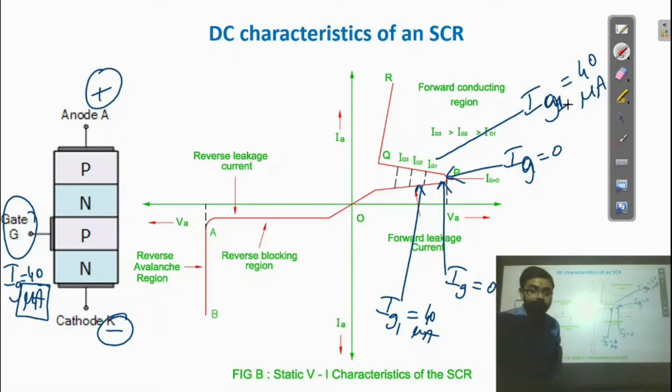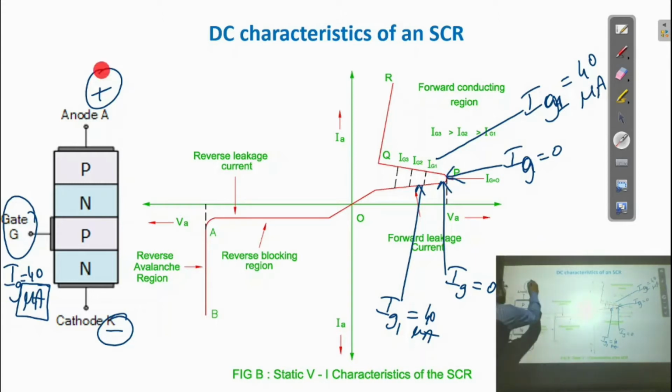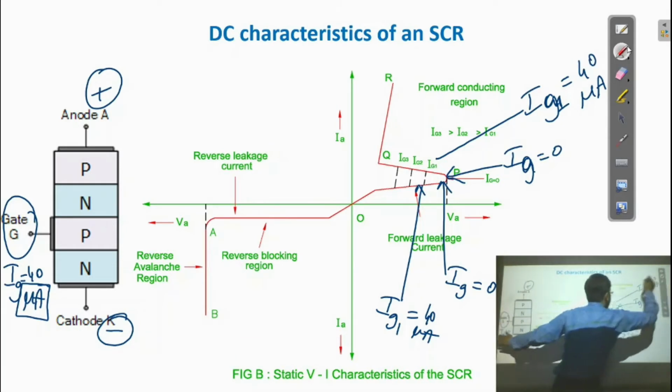As we have increased Ig to 40 microampere, the breakover voltage has reduced. This is Ig1. For Ig1, the breakover voltage of an SCR reduces, meaning we will require less amount of VAK.